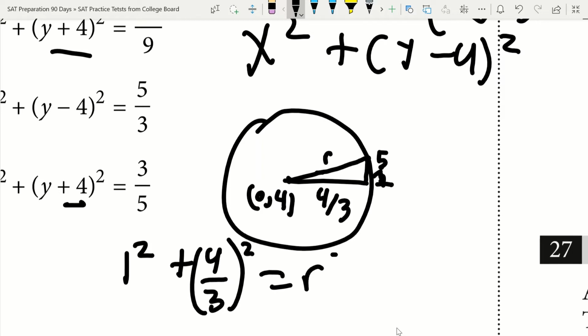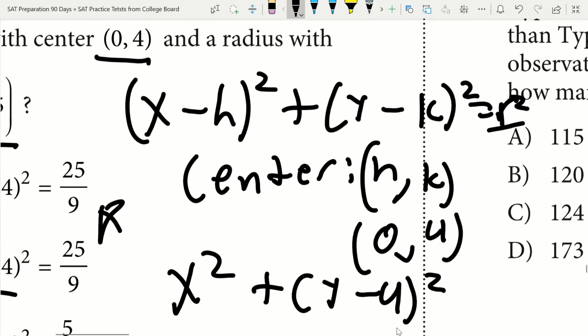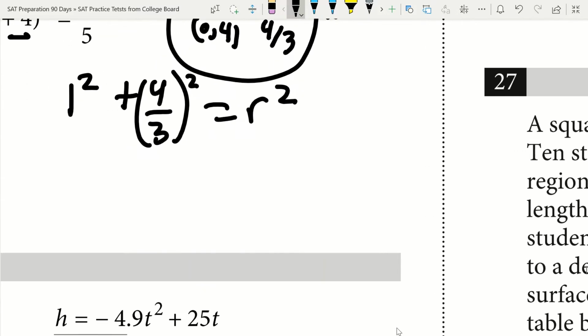and that's going to give us our radius squared. Now keep in mind, we don't actually have to solve for our radius. We only need our radius squared, because if we look up here, we see that that's what we have in our circle equation, right? R squared right there. So all we got to do is solve for this now.